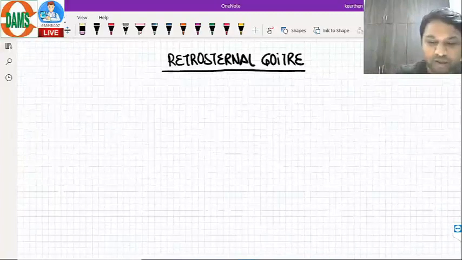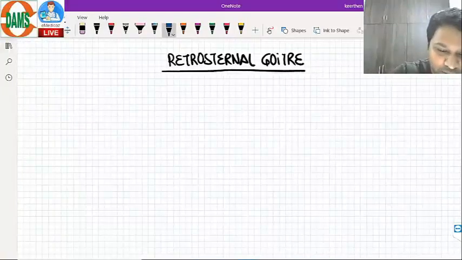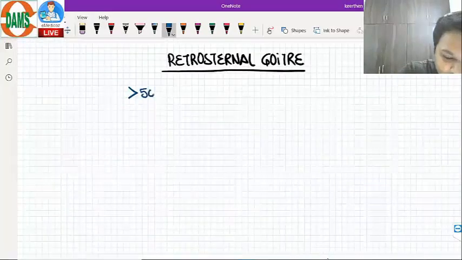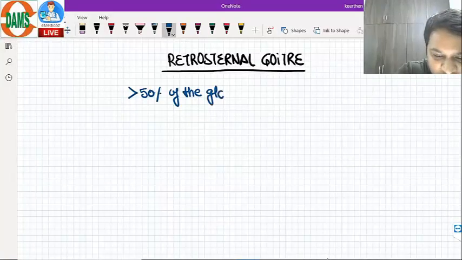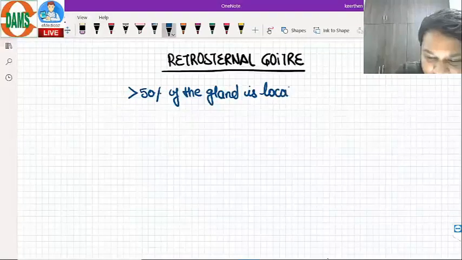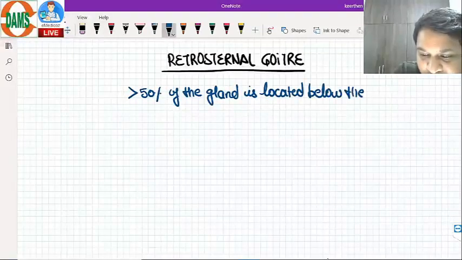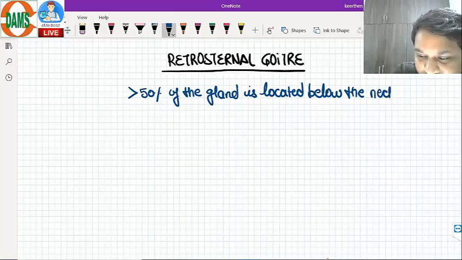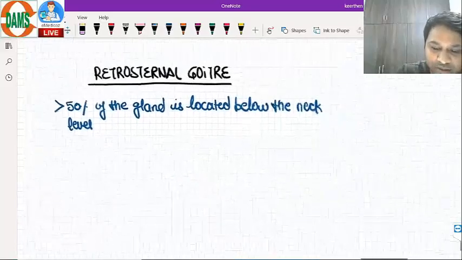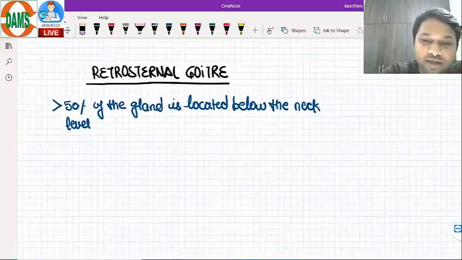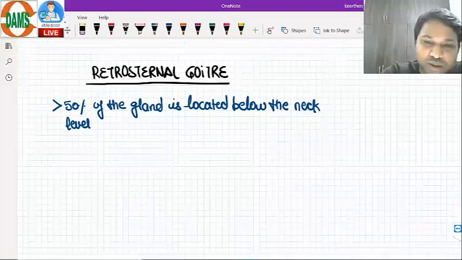We talk about retrosternal goiter. When I say retrosternal goiter, the definition itself says when more than 50% of the gland is located below the neck level, we call it retrosternal goiter.